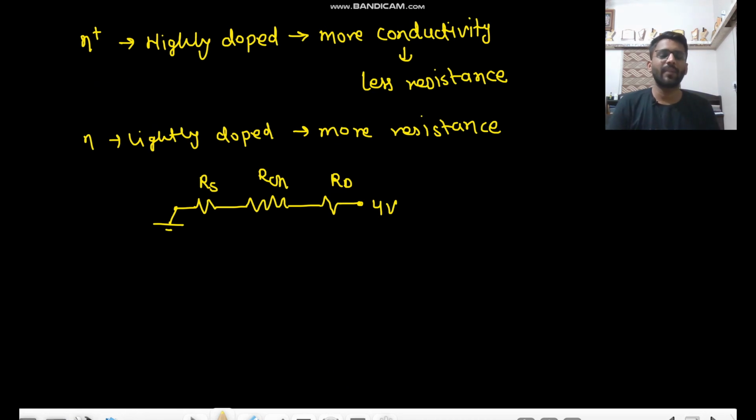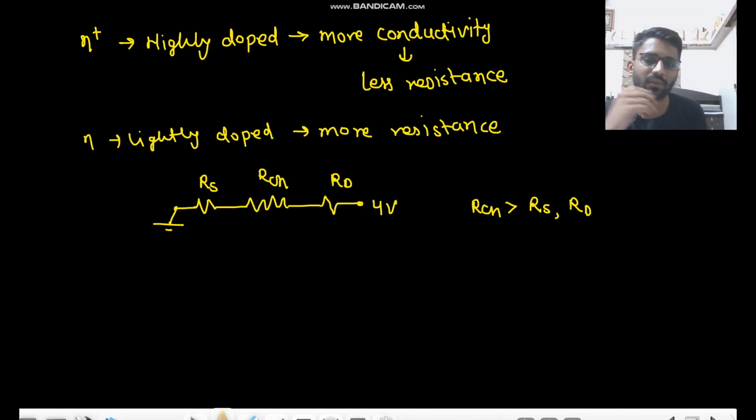So now if you are applying 4 volt, we have RS resistance, RD resistance, and RCH resistance. RCH is greater than RS and RD. So what will happen? Here you will have a 3 volt drop, let us assume. If this is 1 ohm, this will also be 1 ohm, and if RCH is greater than RS and RD, let us assume it is 2 ohm. So what will be the voltage drop? 1 volt. RS and RD both have a 1 volt drop, but RCH will have a 2 volt drop.